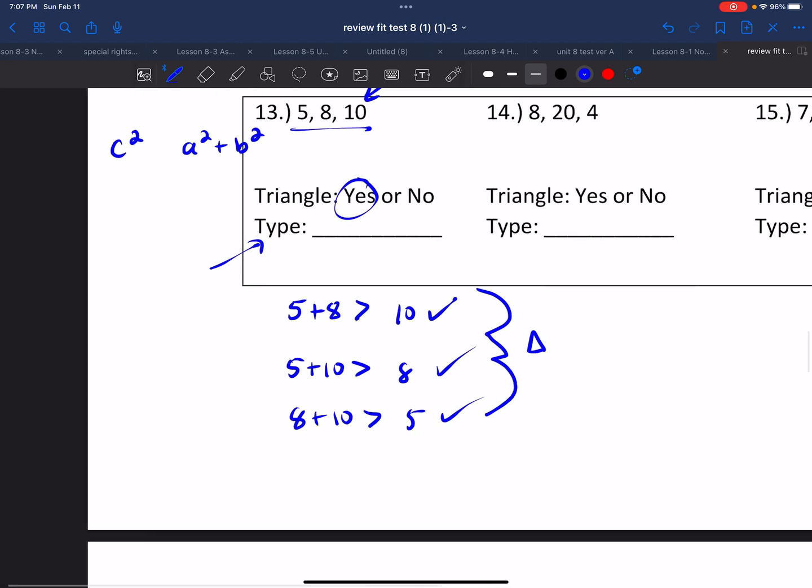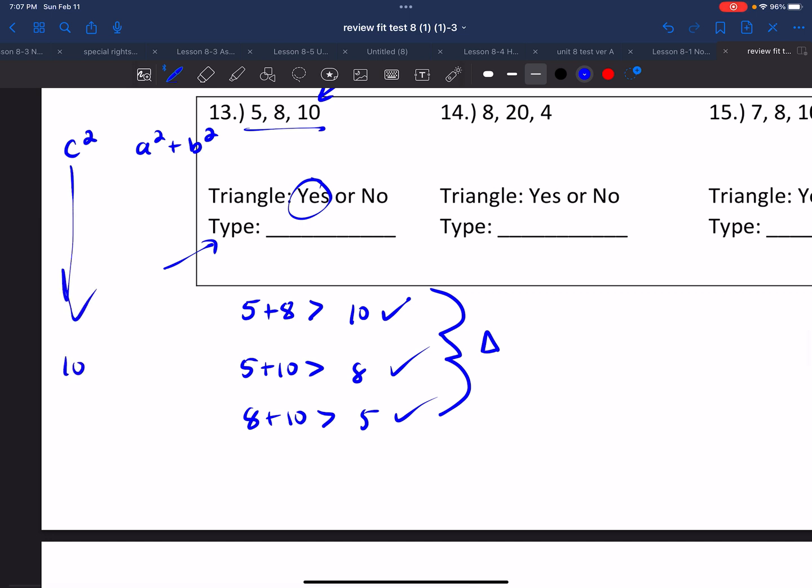So you're going to do 10 squared blank, and this is A and this is B. So 5 squared plus 8 squared. 10 squared is 100, and 5 squared is 25, and this here is 25 plus 8 squared, that's 64. So 25 plus 64, that is... sorry, I'm blanking. 89. What am I doing?